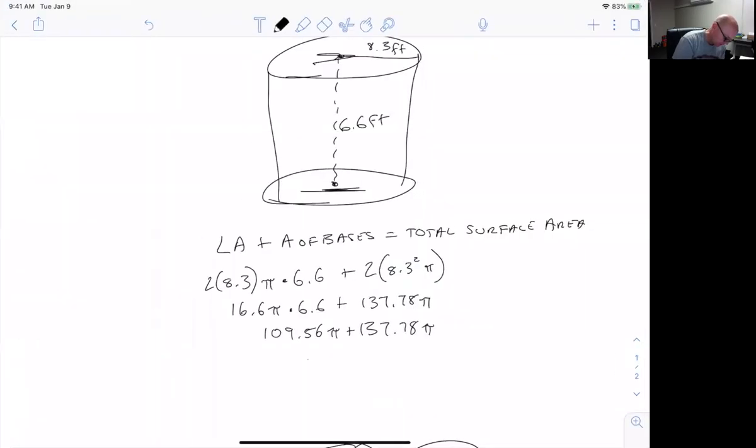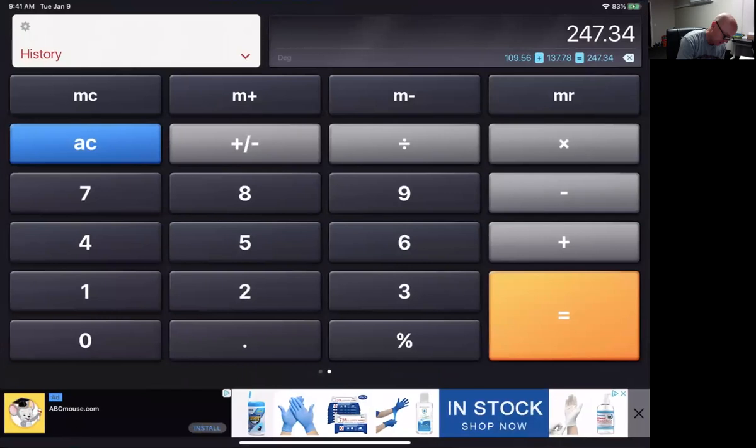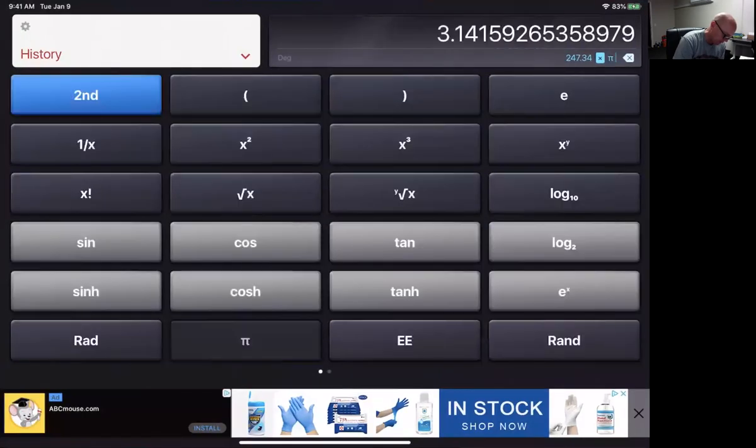247.34 pi, right? So I've simplified that. So this is the total surface area. Now, does it say to round it? But we can. We'll just do that: 247, take our answer to that and multiply that by pi.